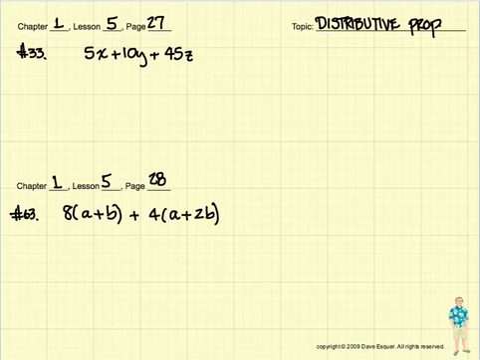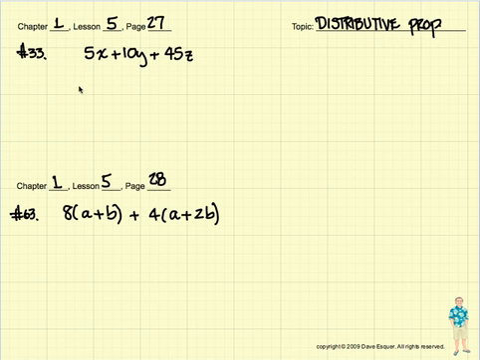Chapter 1, Lesson 5, on pages 27 and 28 for homework. We're going to talk about the distributive property today. The distributive property has those wacky arrows that we talked about in class this morning. I'm going to see if I can use those in this presentation as well.